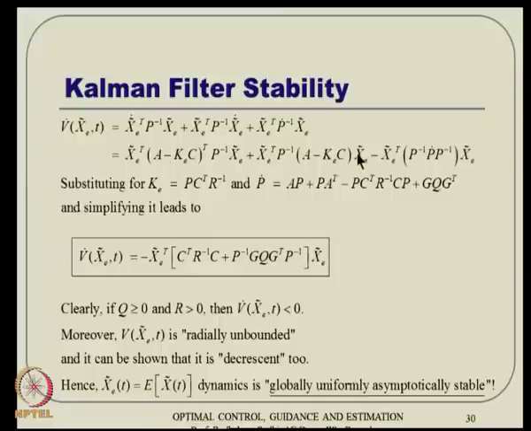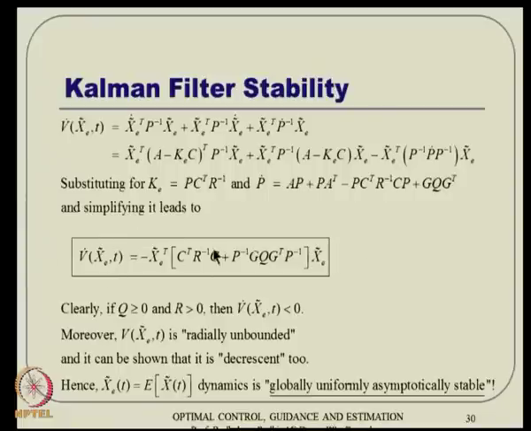So, we see x tilde transpose coming first and other things coming later. So, we put it back here, and now we can expand these brackets and then use the fact that K is nothing but P C transpose R inverse. And also we know that P dot is in this form. So, if you expand all that, put this P dot expression, and do the necessary algebra, it will turn out that V dot is nothing but this expression.